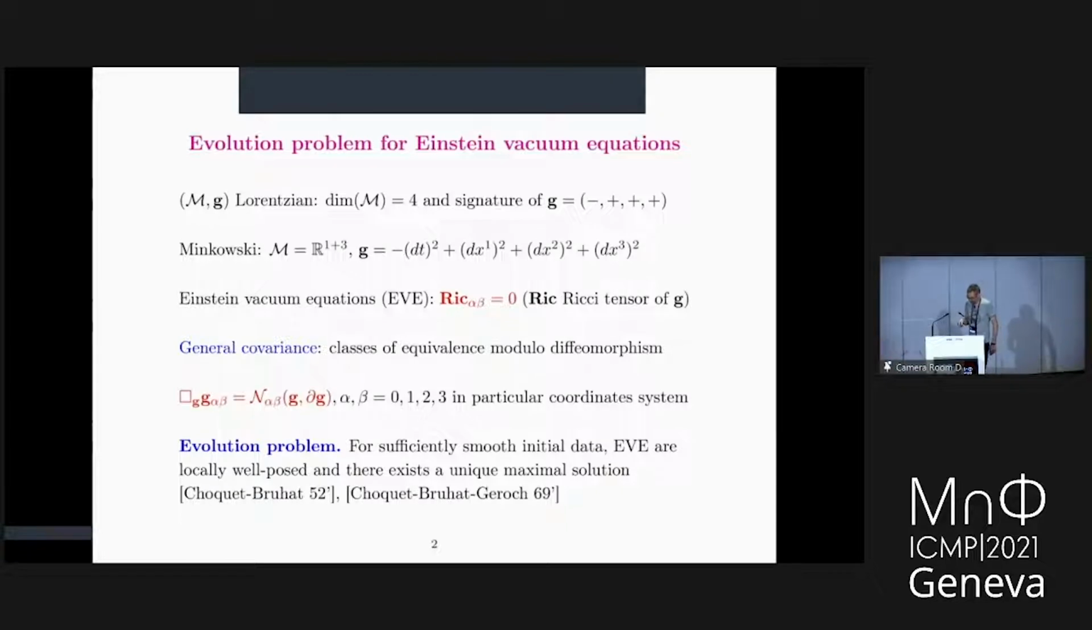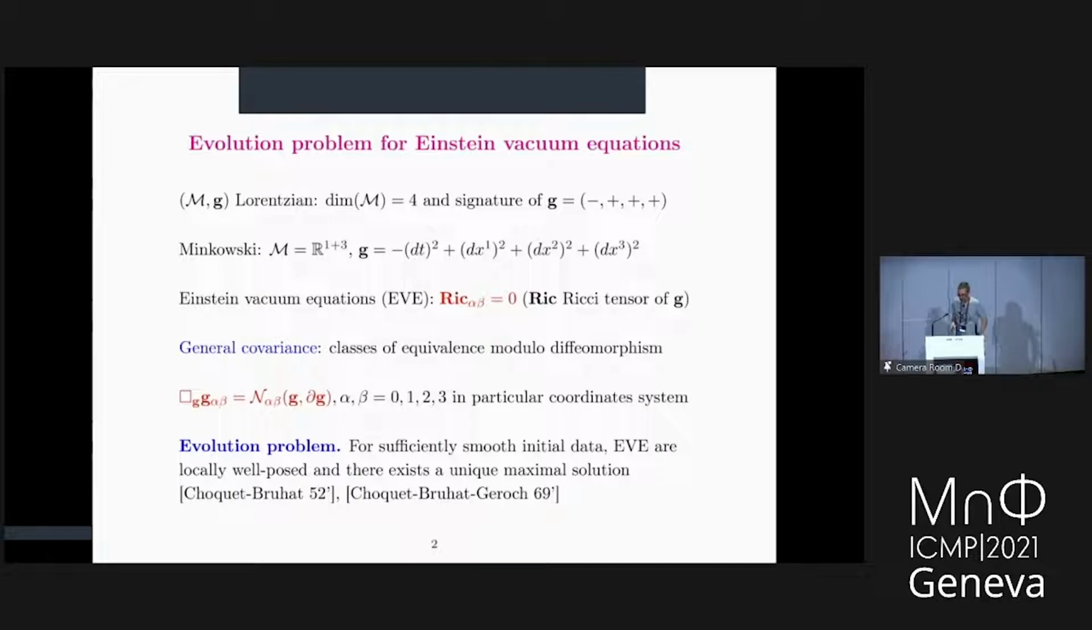And let me recall this celebrated result of Yvonne Choquet-Bruhat and later Choquet-Bruhat–Geroch, which is the fact that for sufficiently smooth initial data, and let me not say more, the Einstein vacuum equations are well posed, and there exists a unique maximal solution. Okay, so the local existence result is due to Choquet-Bruhat, and the notion of maximal solution, which is actually non-trivial in GR due to the general covariance, is due to Choquet-Bruhat–Geroch.